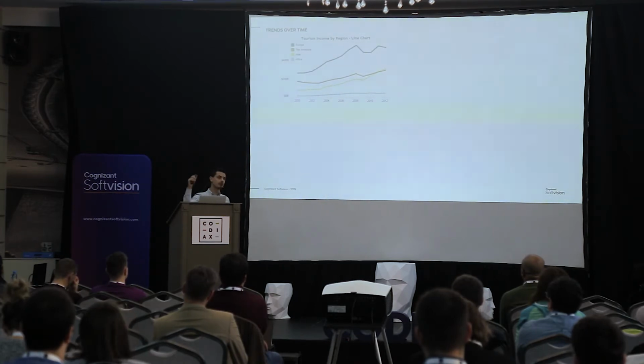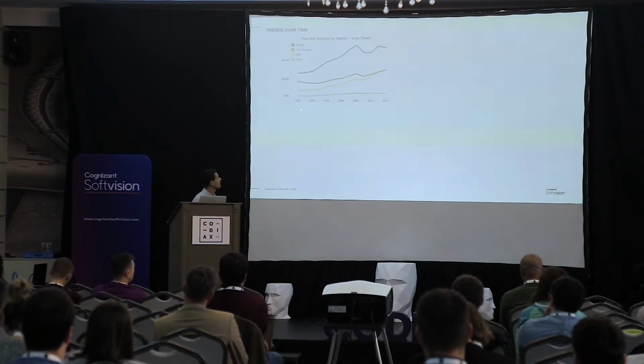Overall, it's an upward trend. It can be easily seen even without reading the axis or any kind of values here. We can see that over time, since 2000 till 2012, tourist income has increased. But let me ask you a question.